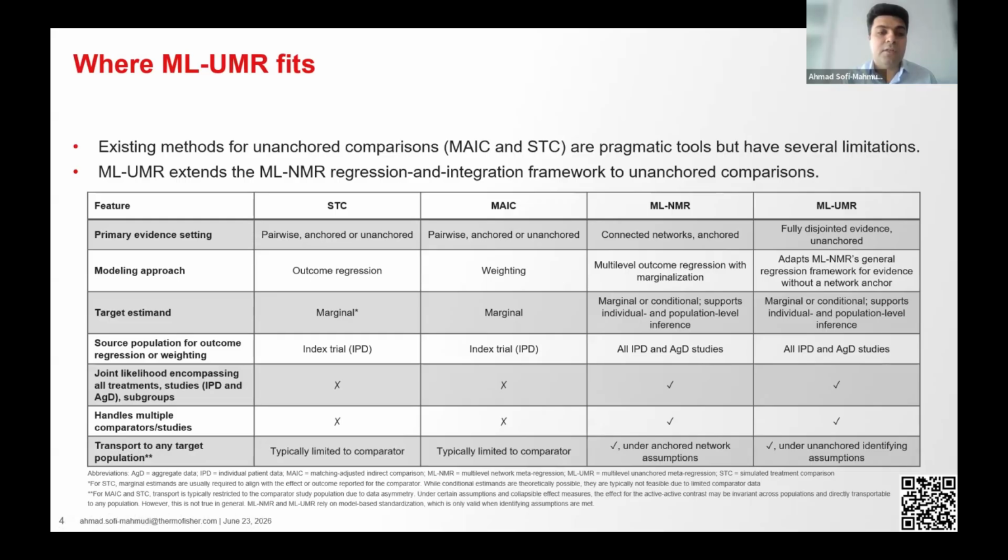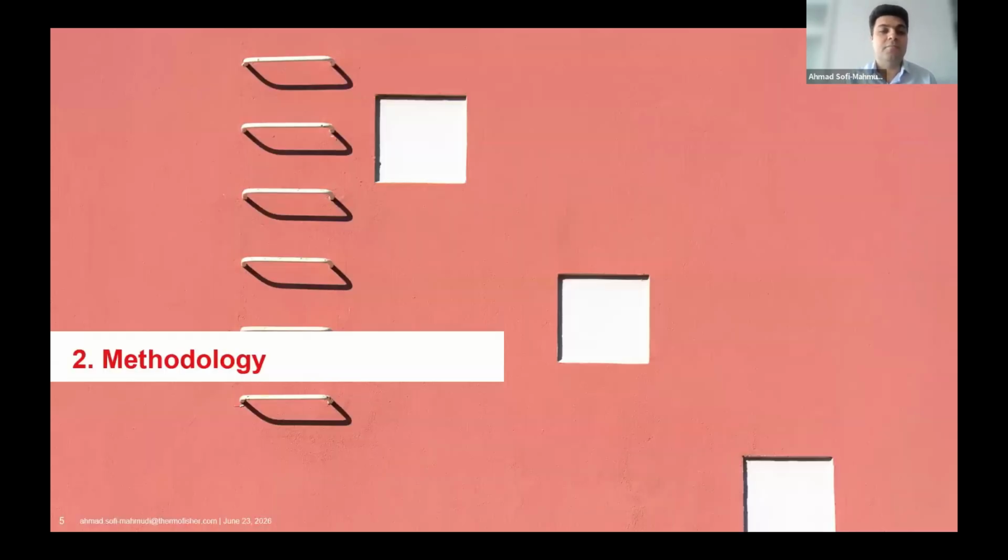We cannot have a joint likelihood including all treatments, studies and subgroups in STC and MAIC. We cannot handle multiple comparators and studies. And also, we are typically limited to transporting to only the comparator population. This is important because in HTA, we are interested in the index population and not the comparator population. mlumr expands the mlNMR regression and integration framework to unanchored settings. So let's talk a little bit about methodology.